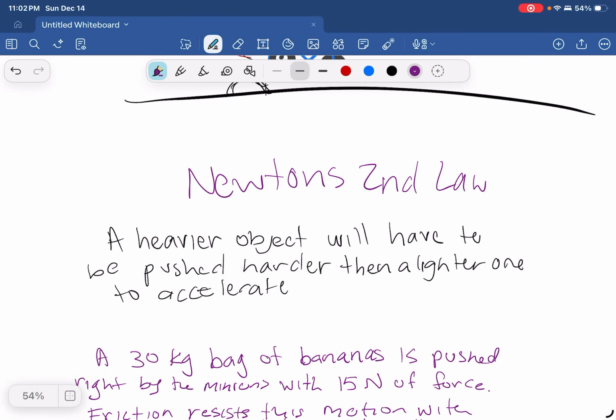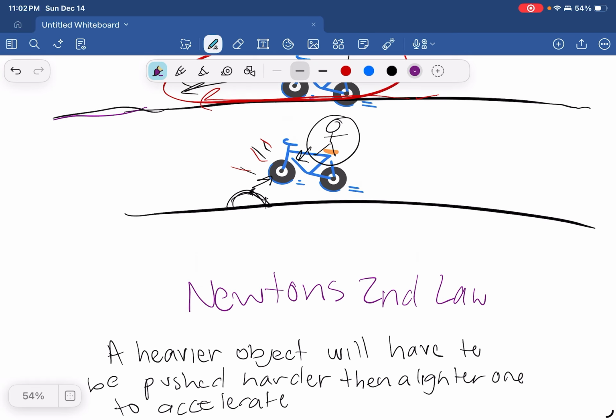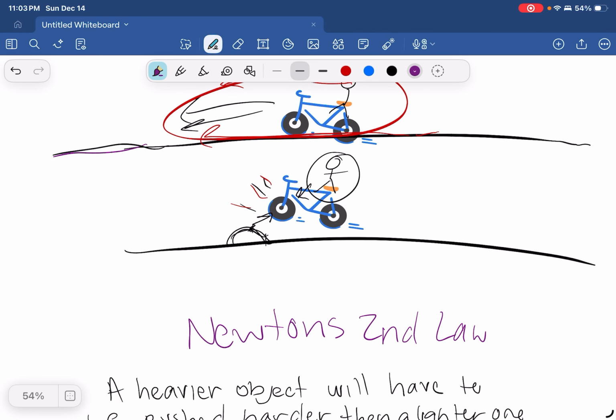Newton's second law states that a heavier object will have to be pushed harder than a lighter one in order to accelerate. So this law definitely has more to do with free body diagrams that I talked about in the first law calculations part, but it makes it so that you don't have to draw these kind of complex pictures, or you won't always be able to draw them. A free body diagram makes it much more simple and able to figure out more complex situations.